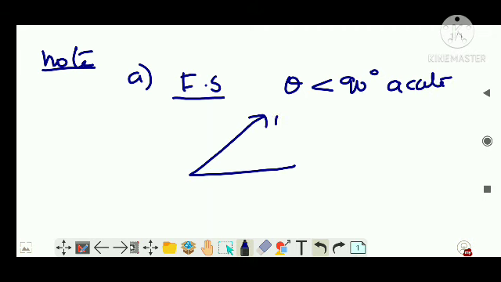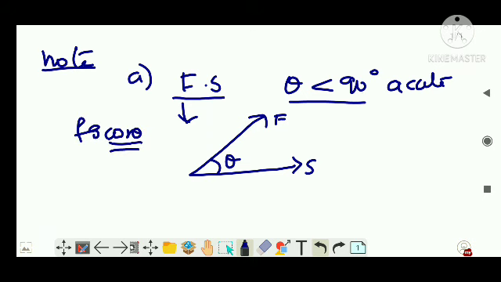Let's say this is force, this is displacement, and this is theta. This theta is less than 90 degrees. If theta is less than 90 degrees, F dot S can be written as Fs cos theta, right? Here cos theta will be positive. When theta is less than 90 degrees, cos theta is positive, so I can write that work is positive.